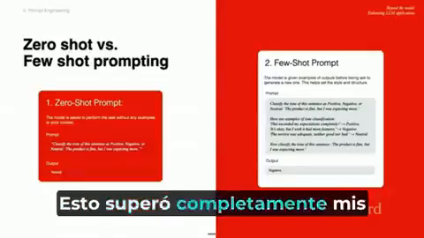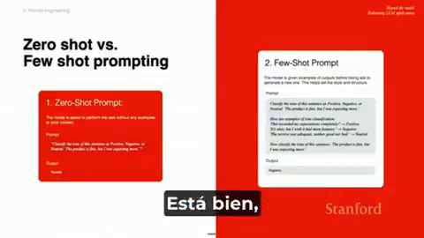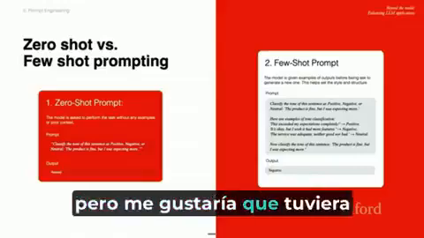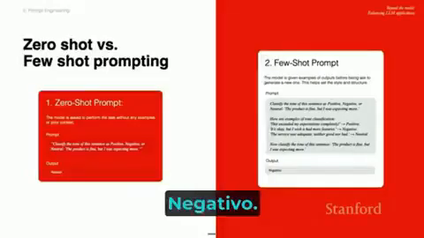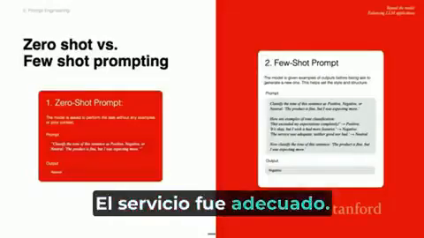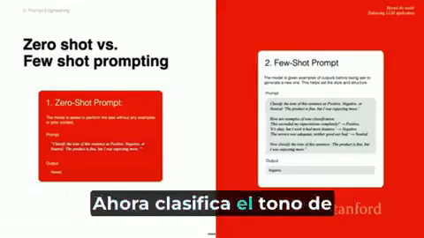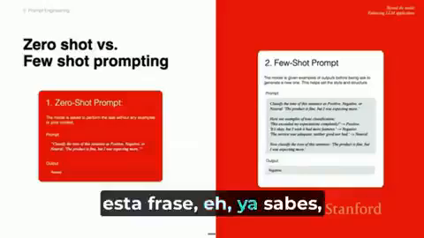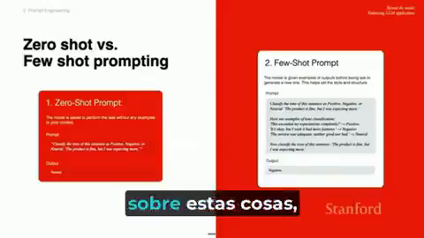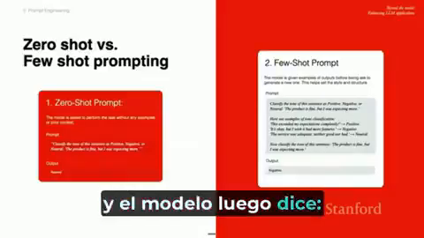This exceeded my expectation completely. Positive. It's okay, but I wish it had more features. Negative. The service was adequate. Neither good nor bad. Neutral. Now classify the tone of this sentence, after you've heard about these things, and the model then says negative.